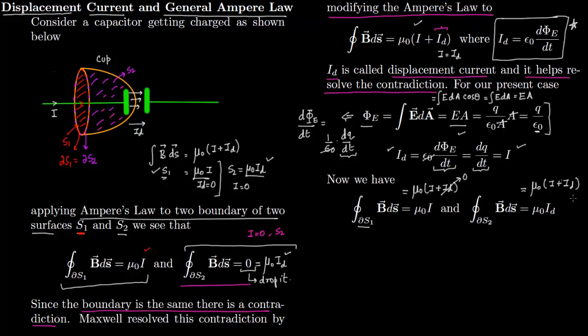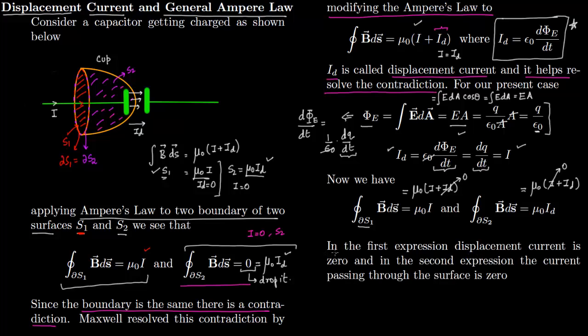Again, I'm copying this formula down. And now through surface S2, the current I does not pass, only the displacement current between the two plates passes. So this I is 0, so you get mu naught times I of d. So again, in the first expression, the displacement current is 0. In the second expression, the current passing through the surface is 0.